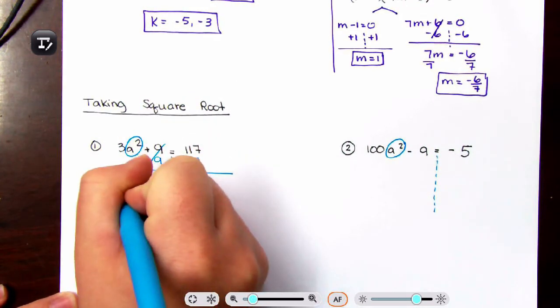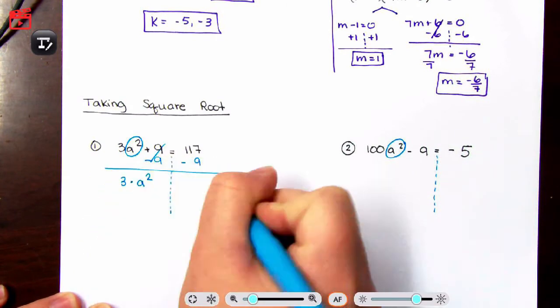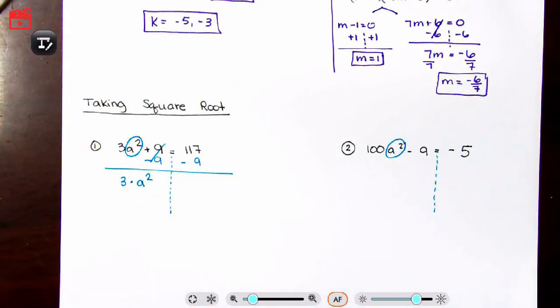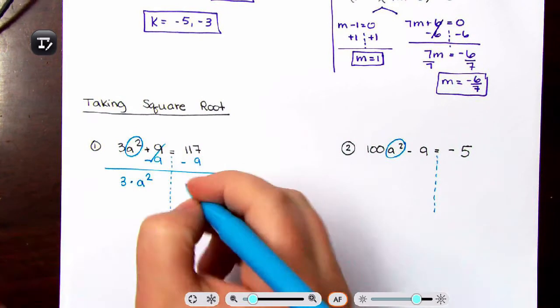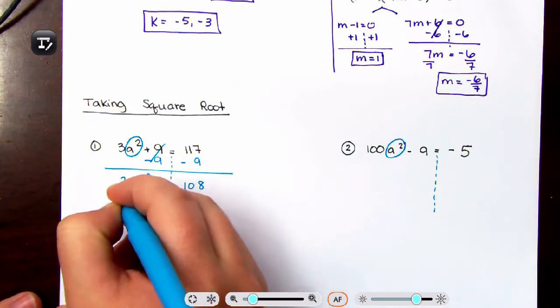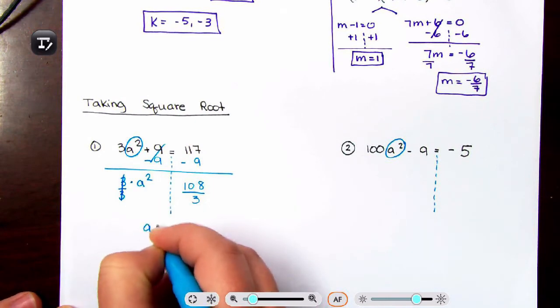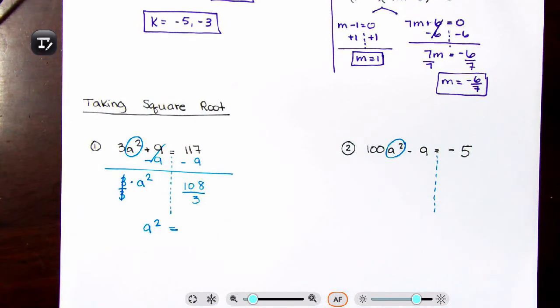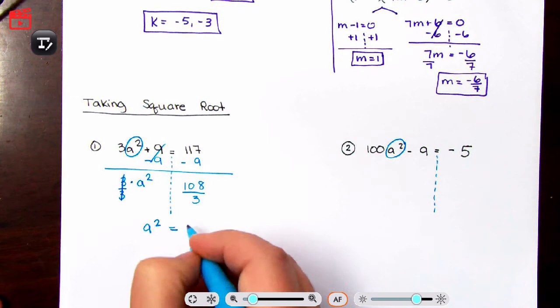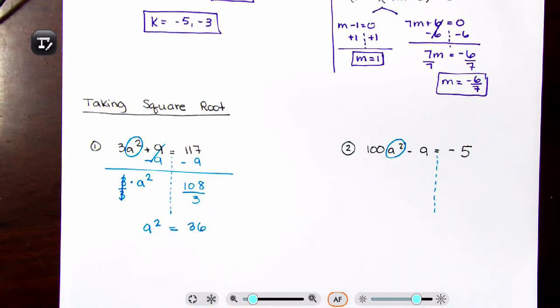So I'm left with 3 times a squared. And then 117 minus 9, that's equal to 108. I'm now going to divide by 3 both sides to get rid of 3 on my left-hand side. And 108 divided by 3 is 36. Now that you are here and a squared is by itself, we're going to undo the square.